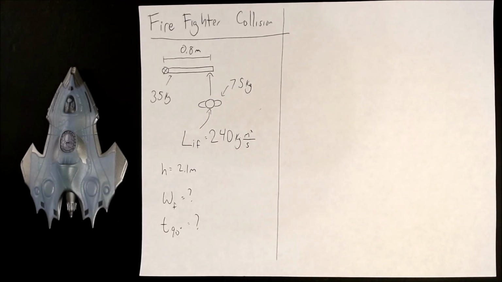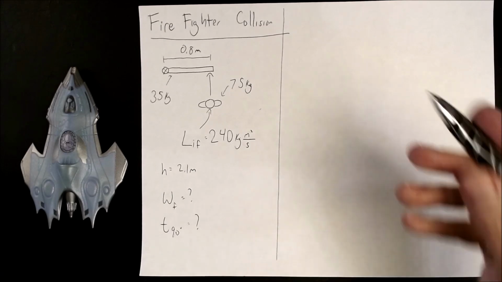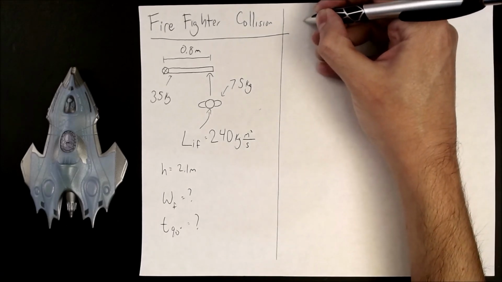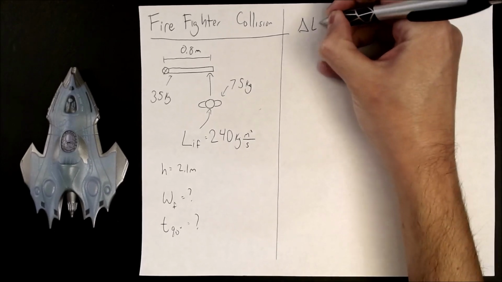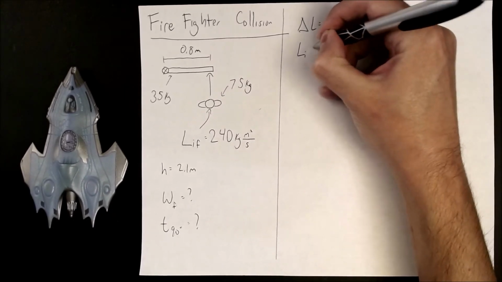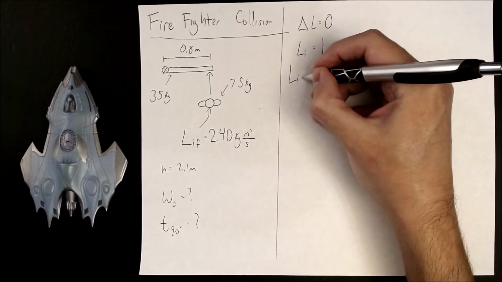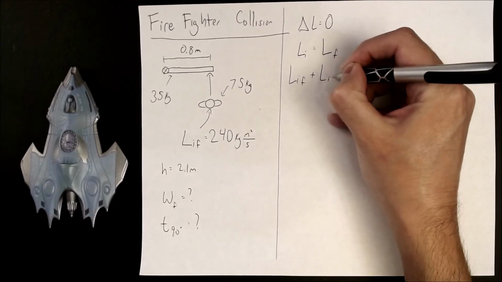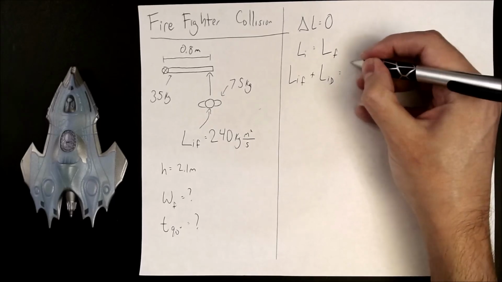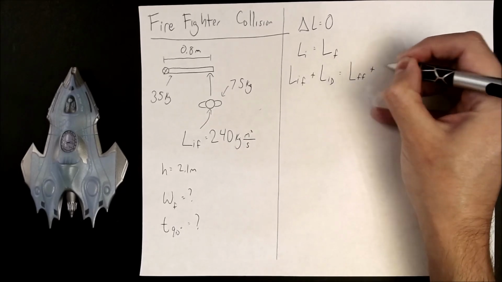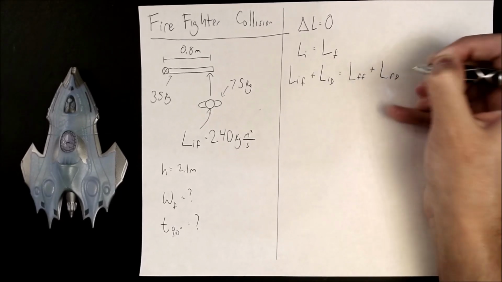Now, what kind of problem is this? Well, this is another angular momentum conservation problem. Delta L is equal to 0. L initial is equal to L final. L initial firefighter plus L initial door is equal to L final firefighter plus L final door.